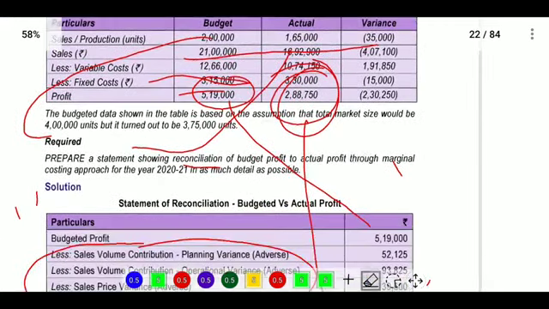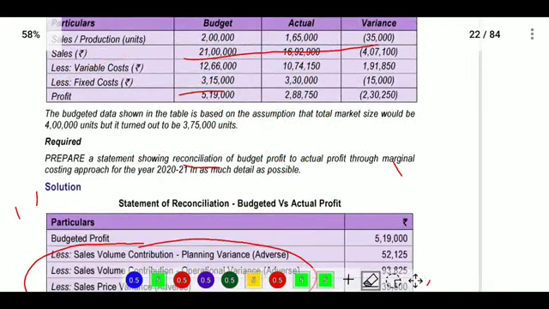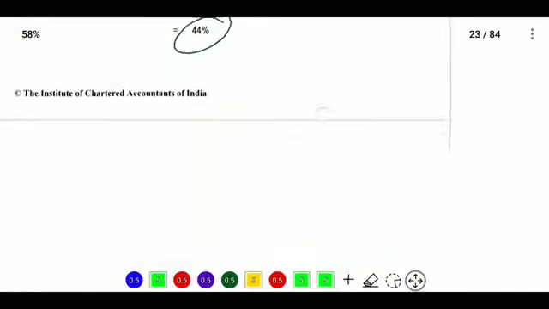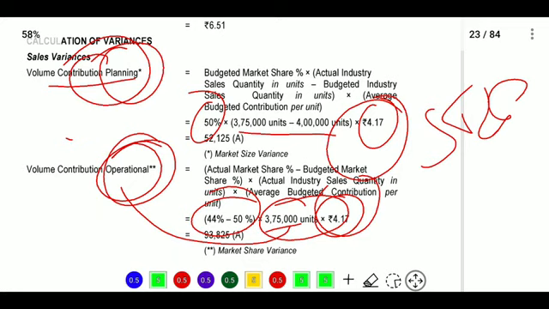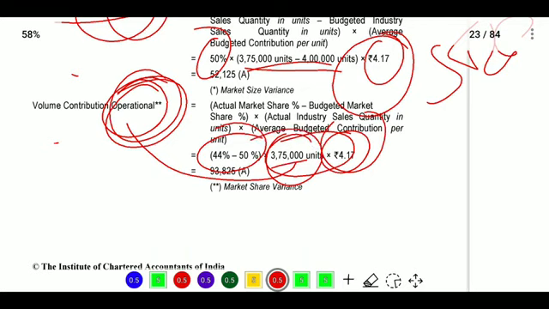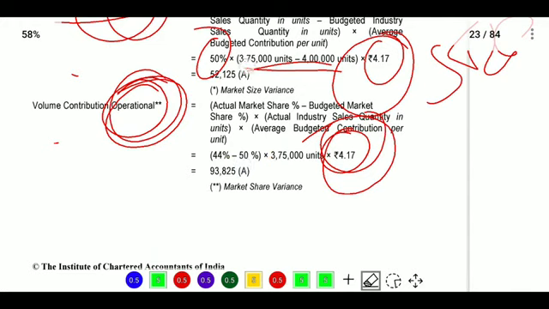So this is actual minus budgeted. When you are in the planning stage, we will take the difference, that is actual minus budgeted. But where the operation has already been worked, we will take the actual quantity directly into the standard price. So we will get the variance. It may be favorable or adverse, and we will take it as favorable or adverse.